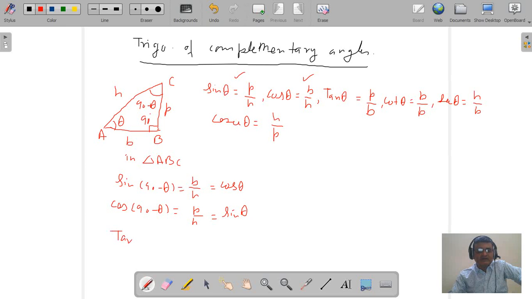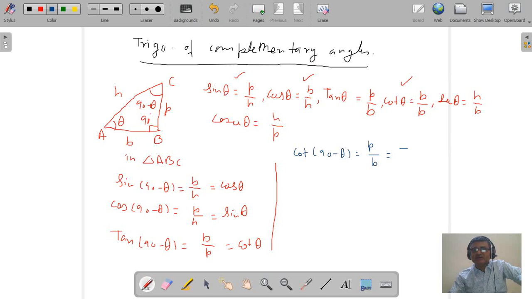Similarly, we go for tan 90 minus theta. This is equal to base upon perpendicular, which is equal to cot theta. So tan 90 minus theta is equal to cot theta. Now for cot 90 minus theta, it will be P upon B, which is nothing but tan theta. So you can see how the formula is coming.